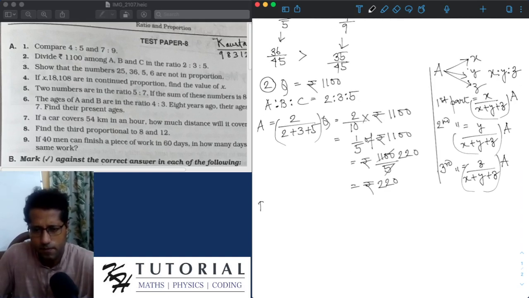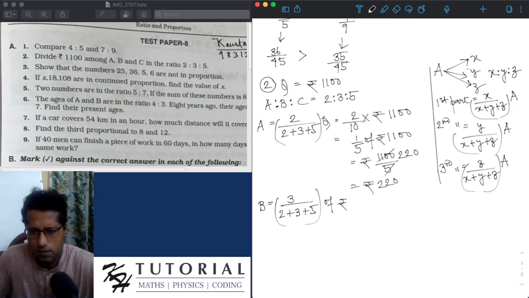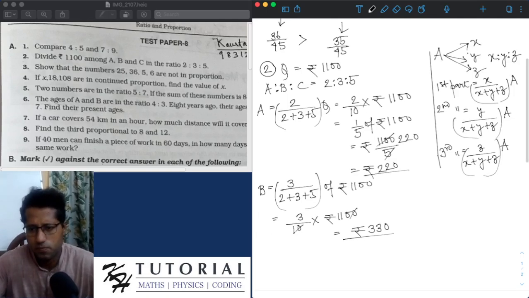Similarly, B will be equal to 3 by 2 plus 3 plus 5, all multiplied by rupees 1100. This is equal to 3 by 10 multiplied by rupees 1100. If you simplify it further, this is rupees 330. So A is rupees 220, B is rupees 330.